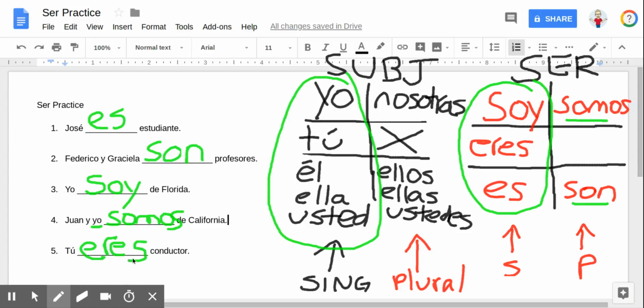So really the process is you have to know these two charts together so that you can pair the words up correctly. Like if you were to put yo, for example, with es, it'd be like saying I is. Or if I put tú with es, it'd be like saying you is. If I were to put this one, él, with son, it'd be like saying he are. So much like in English, you have to make sure your verb matches up with the noun or the person that it's describing.